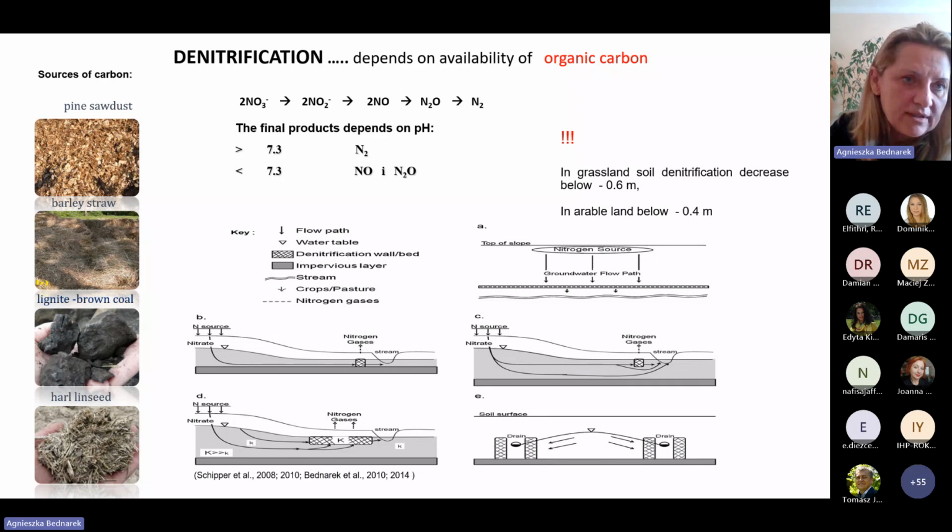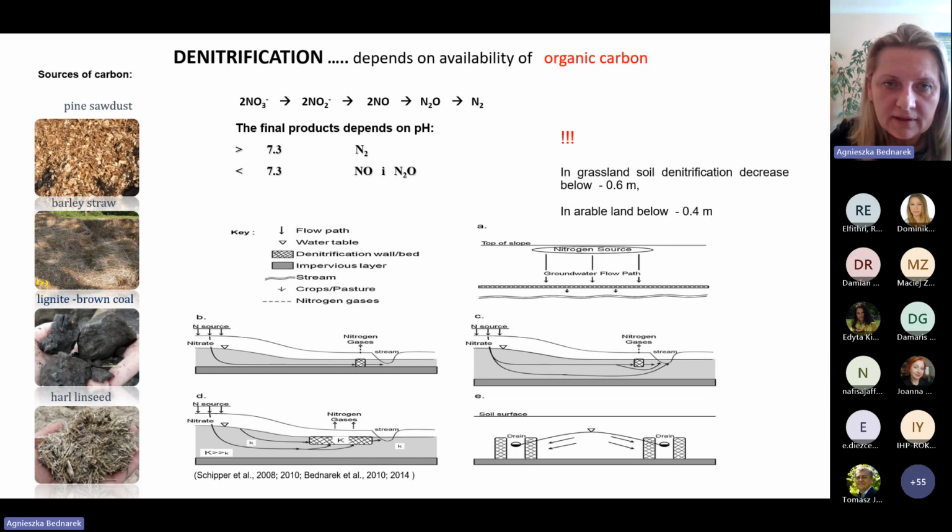When we want to remove part of these pollutants, it's necessary to add different kinds of organic carbon to the soil. The source of organic carbon can be, for example, pine sawdust, wheat straw, lignite, hardwood chips, and a lot of others which are possible to use in local conditions. What is the most important? When we add the carbon to the soil, we create the optimal conditions for growth of the denitrifying bacteria.